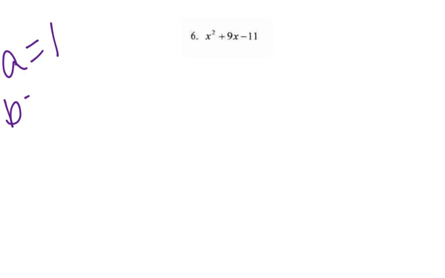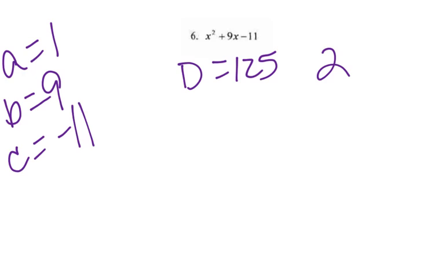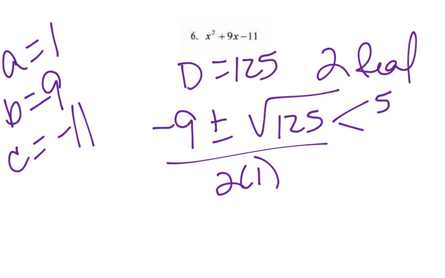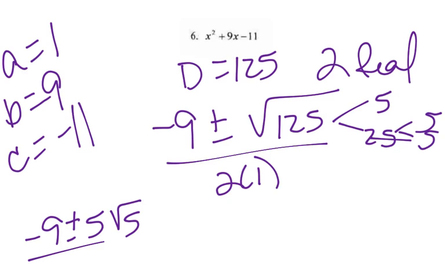A is 1, B is 9, C is negative 11. Find your discriminant. Discriminant is 125. It's positive. 2 real. Negative 9 plus or minus the square root of 125 all over 2 times 1. Check just in case 125 is a perfect square. It's not. Factor tree it. Divides by 5 and 25. 5 and 5. So negative 9 plus or minus 5 square root of 5 all over 2.